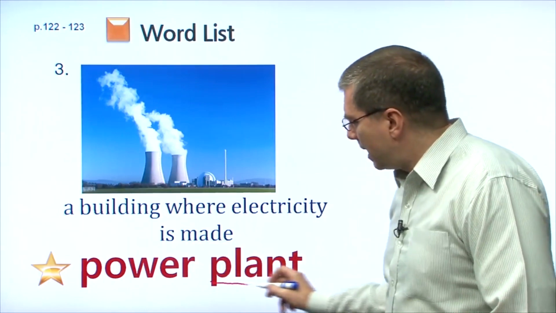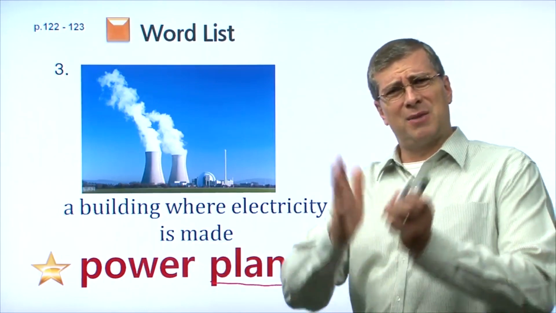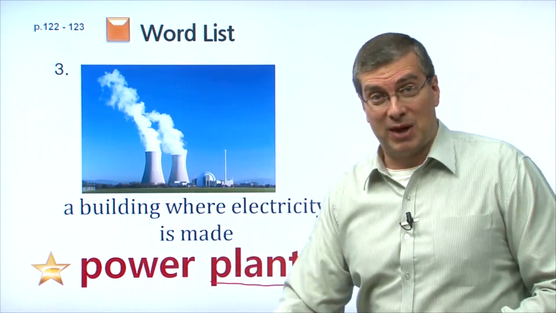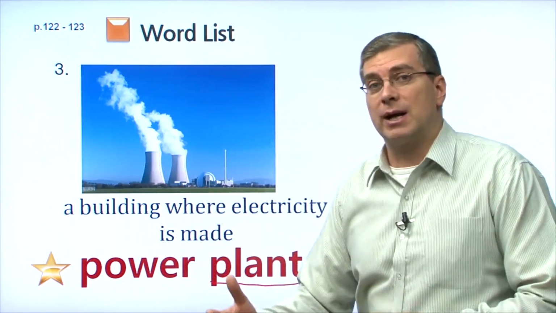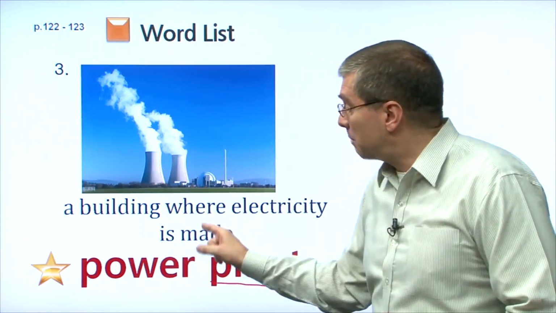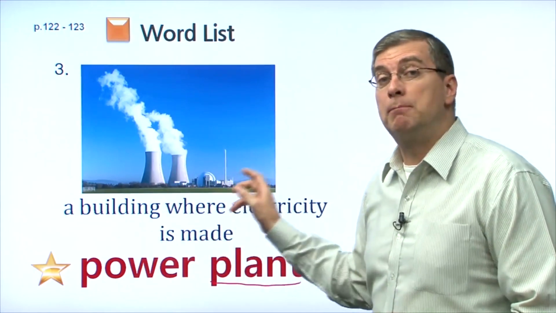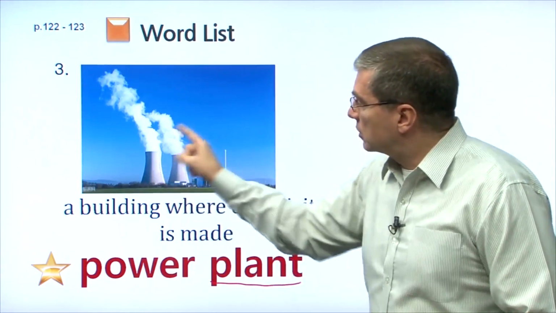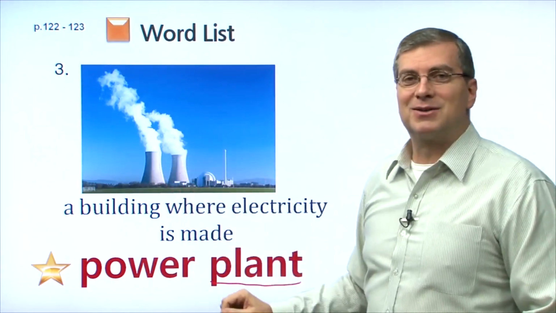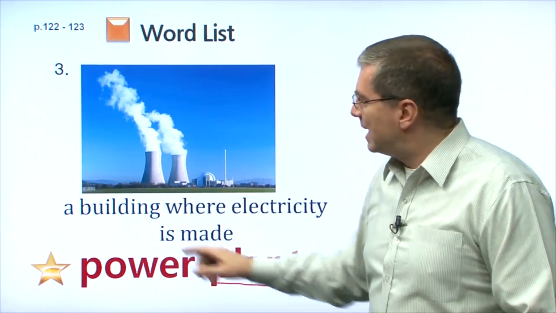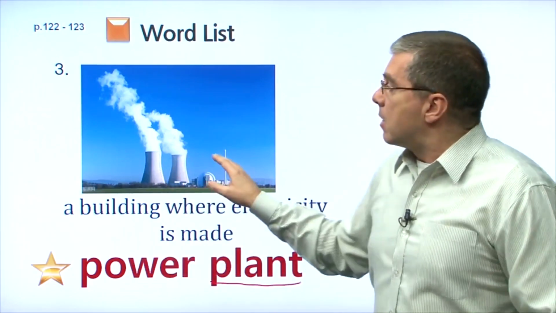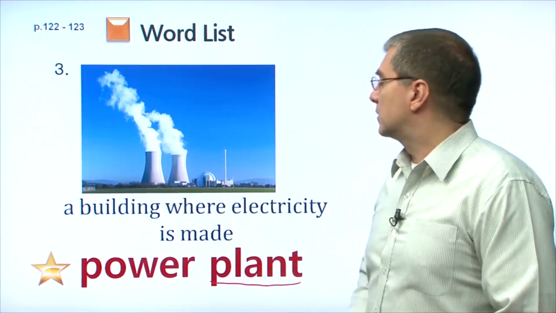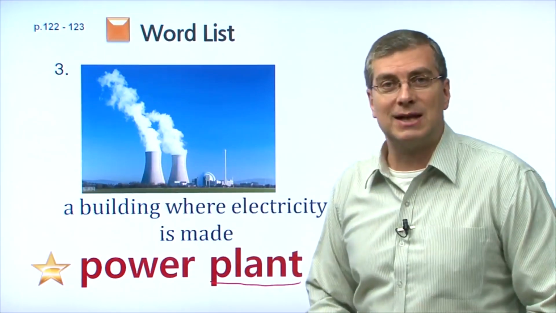Plant. Now you may know plant. Are we talking about a bush or a flower? No. Another meaning of plant is like a factory where something is made, especially energy plant or power plant. So here, this building, which looks very strange, it's a very interesting looking building, is a power plant. We make electricity at this building. Okay, so this is a building where electricity is made.